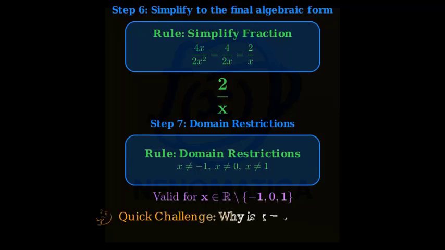Quick challenge. Can you explain why x equals 0 is excluded by inspecting the original denominator factors? Take a moment to reason that through.